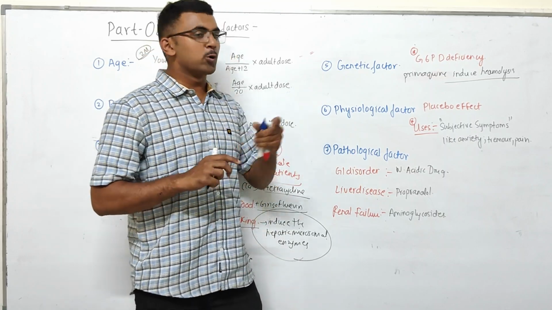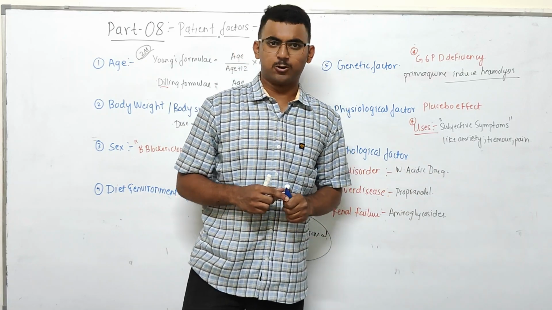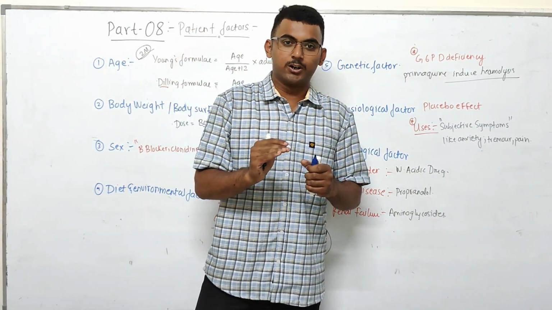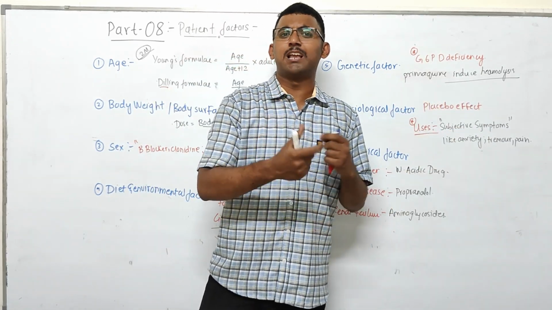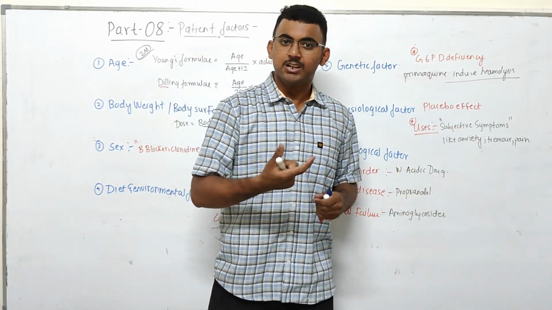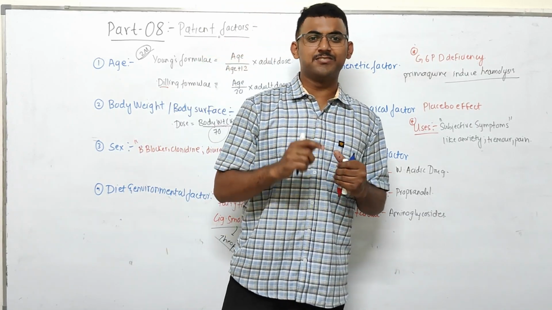Okay. Now, next we are going to understand a very interesting factor, that is the physiological factor of the patient. A patient who is coming, it depends what the physiological state of the brain is. Now, the example for this is called the placebo effect. It's derived from a Latin word which means 'to please me'. Now let's try to understand it with an example.